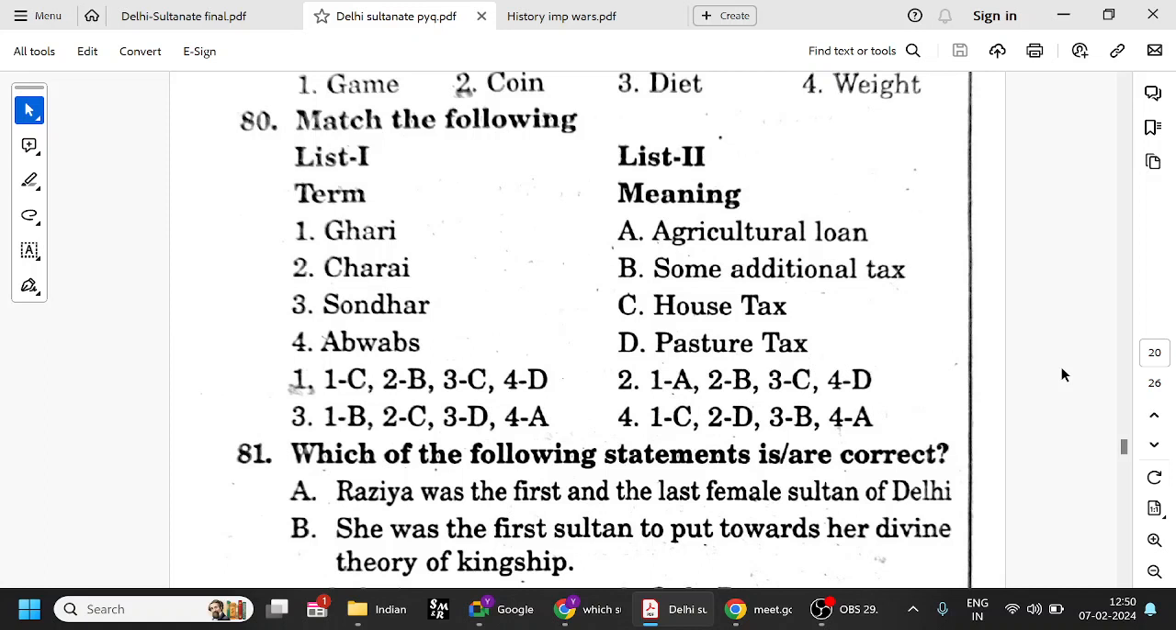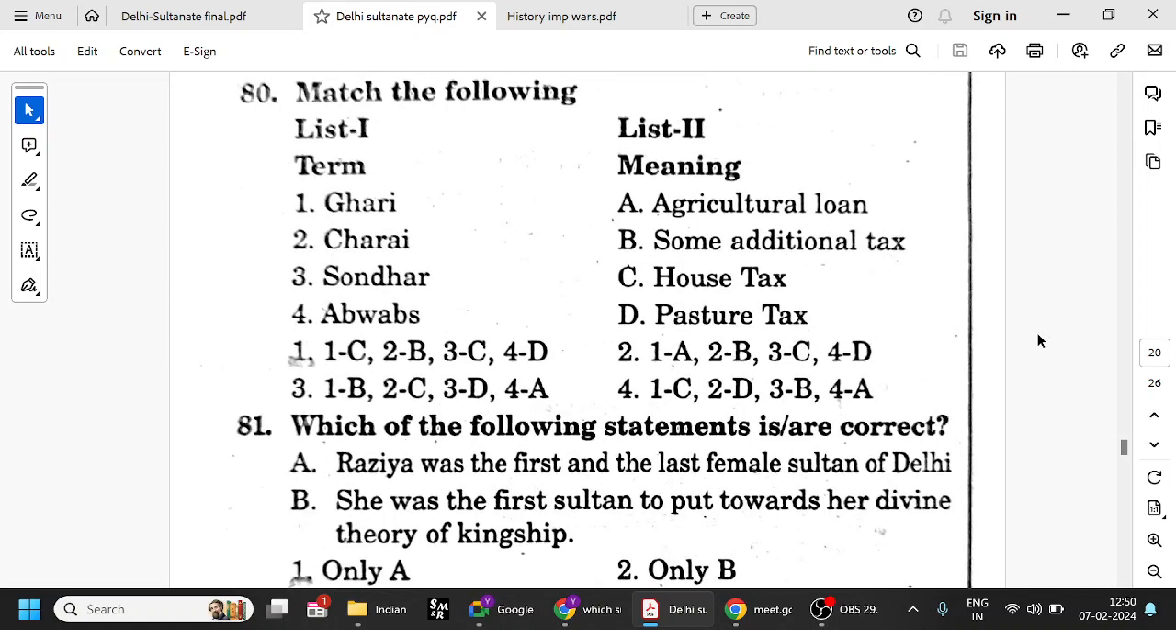So try to remember some of these taxes. Gari is house tax. Gar means house, so you can make it from that. And Charai is some additional tax. Sondar is, so there is obviously something wrong here. Abwas means partial tax. Anyway, I think Gari means agriculture loan, maybe. Anyway, no need to go into that depth. I have not seen these taxes anywhere, so they are not very important.